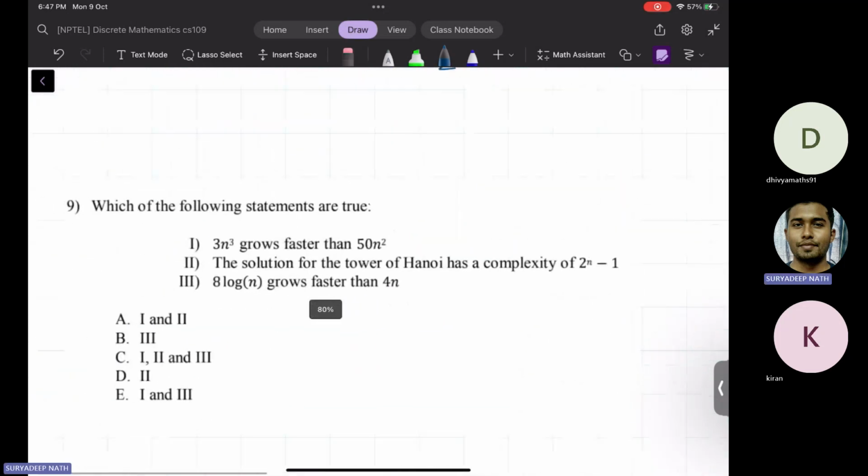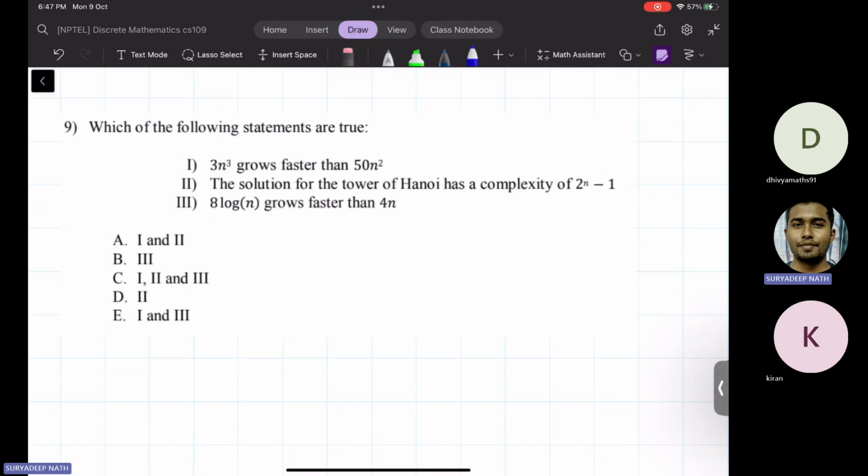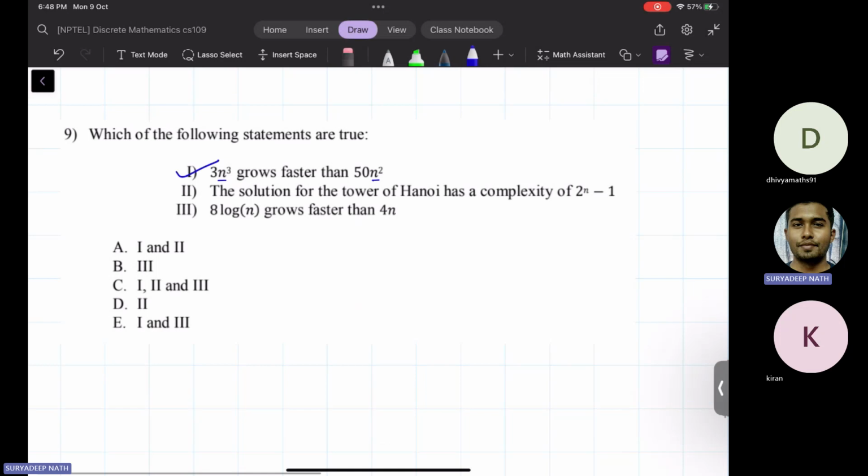Okay. Coming to the next question. Which of the following are true? n cube grows faster than n square. That is pretty simple. The solution of the tower of Hanoi has a complexity of 2 to the power n minus 1. This is also true.